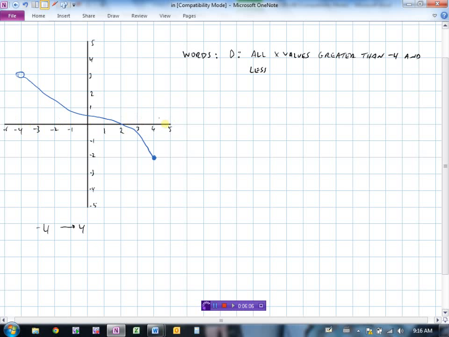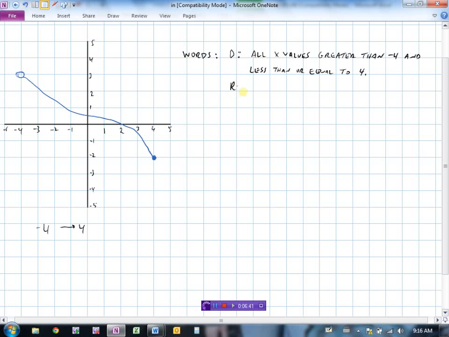The possible x values on the horizontal axis would be from -4 to 4, but not including this number. But because this is filled in, we can include the 4. So we would say all x values greater than -4 and less than or equal to +4. So if we were describing the domain, we'd say all the x values greater than -4 and less than or equal to +4. So that would be our domain.